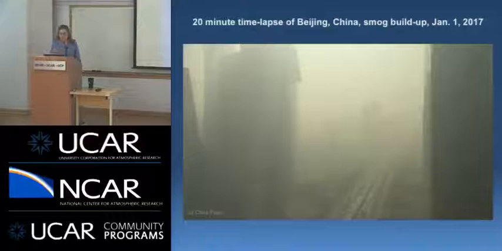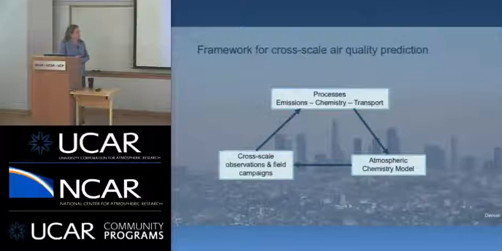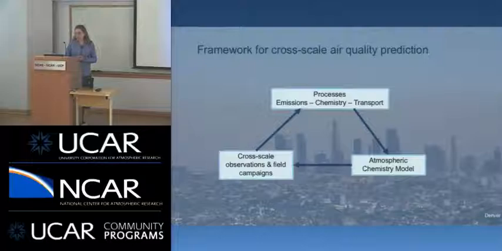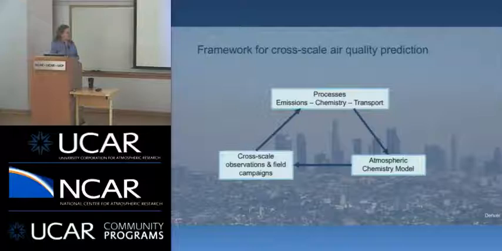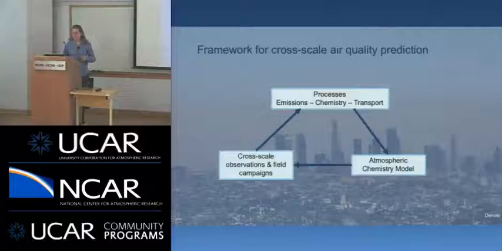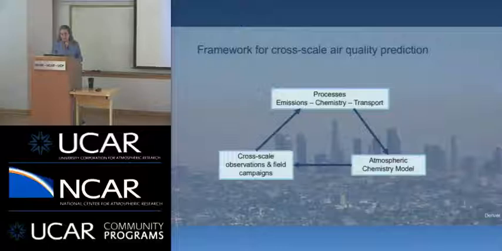So to really improve our ability to predict air quality, we need a number of components. These include understanding the processes of emissions, chemical processing, and transport, connecting them with a chemistry model, generally a 3D regional or global chemistry model, and cross-scale observations from the surface to aircraft to satellites. And really putting all of these together is required to accurately predict air quality.